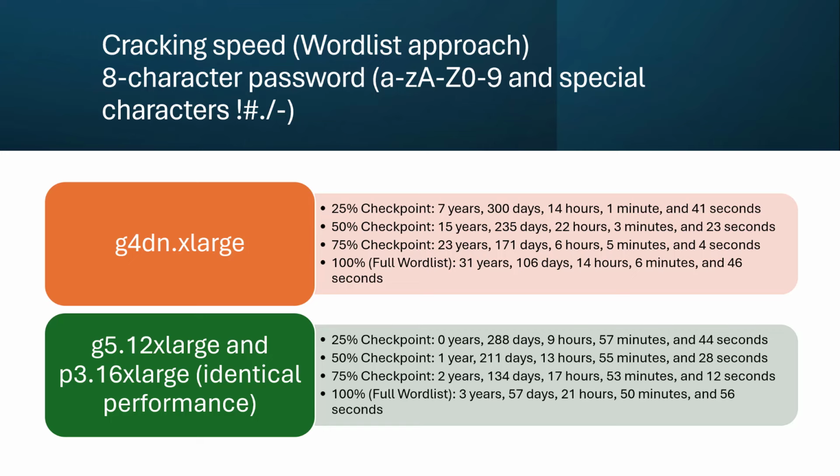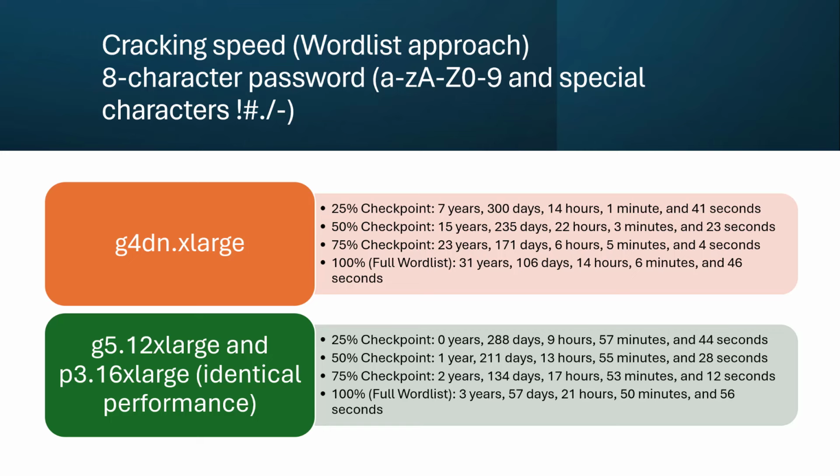So we're going to use the word list approach, and the character length and the composition would be the same, of course. The cracking speed could be shown in this kind of way right here, and I decided to show it percentage-wise: 25, 50, 75, 100%.